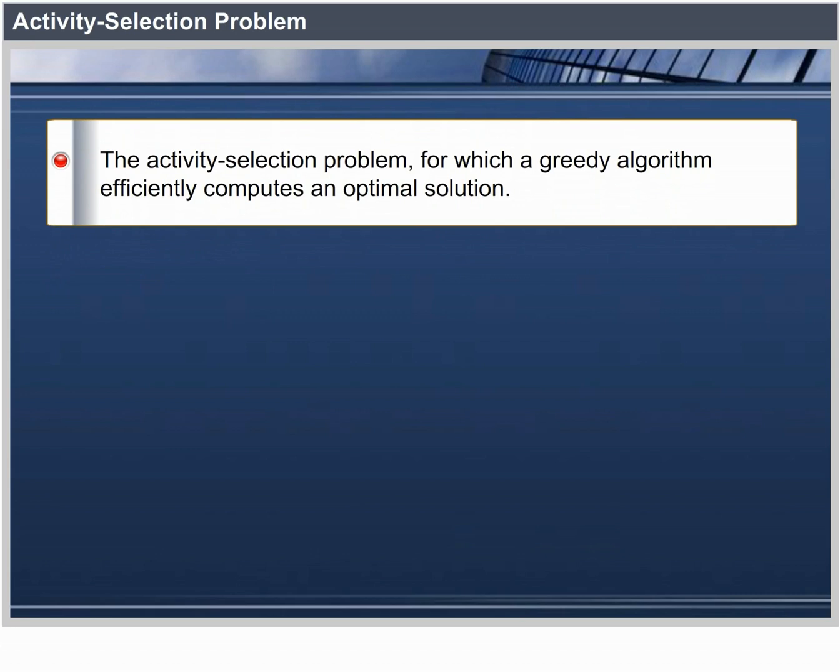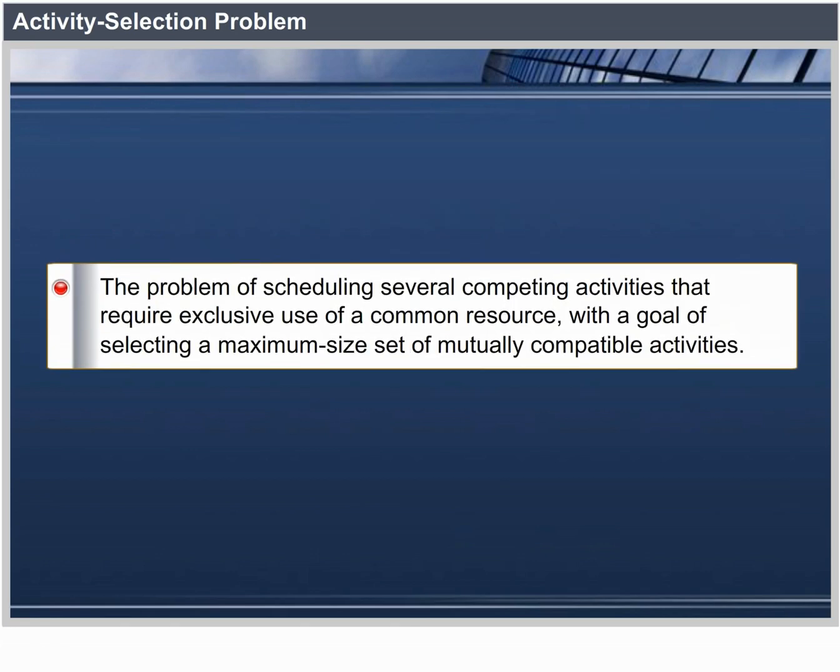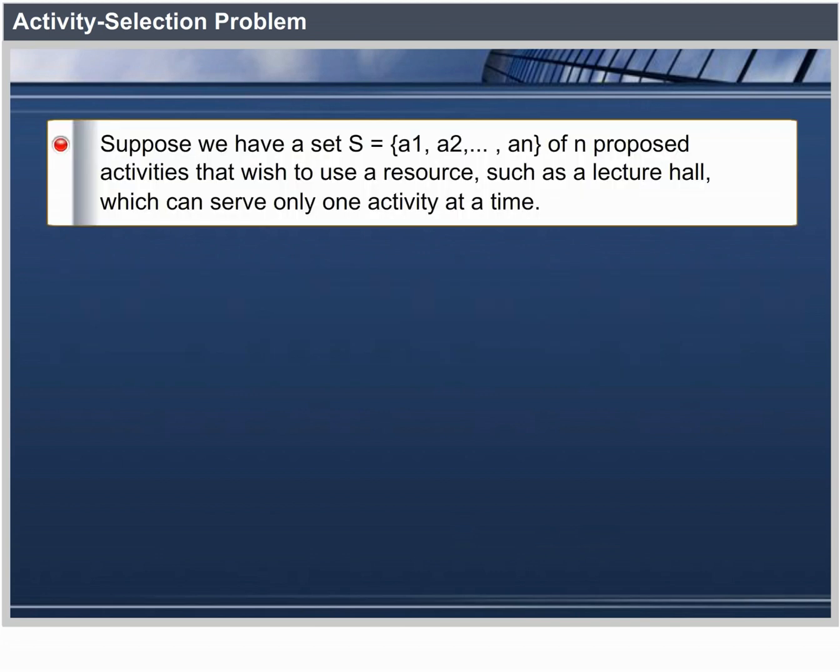Activity selection problem. The activity selection problem is one for which a greedy algorithm efficiently computes an optimal solution. The problem is scheduling several competing activities that require exclusive use of a common resource, with the goal of selecting a maximum size set of mutually compatible activities.